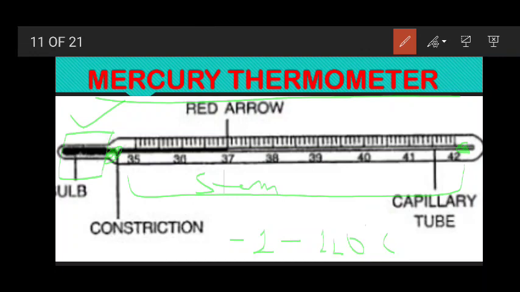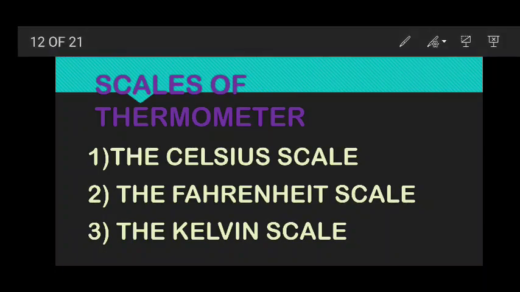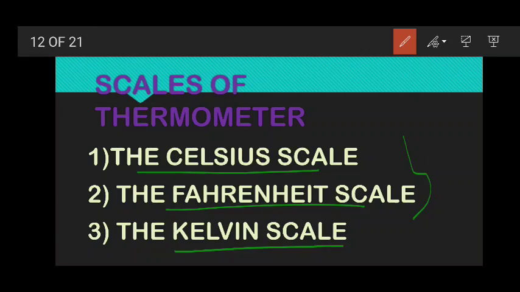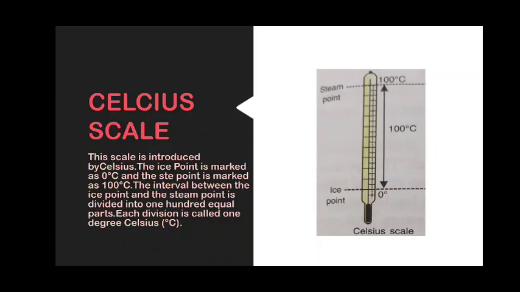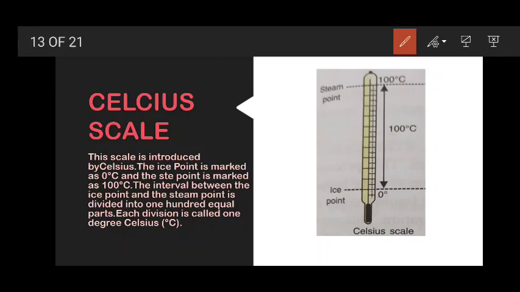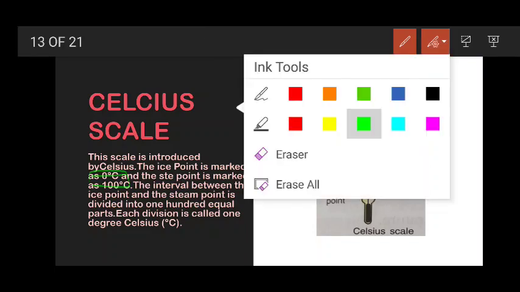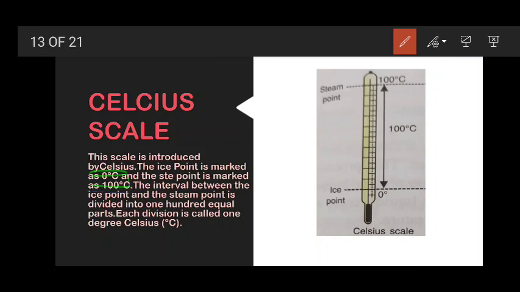Okay. Now scales of temperature. Generally we use the following 3 scales of temperature. First, the Celsius scale, second, the Fahrenheit scale, and third, the Kelvin scale. Now I am going to discuss in brief separately about each scale. So the first is Celsius scale. The Celsius scale was introduced by the scientist known as Celsius, and on this scale the ice point is marked as 0 degrees Celsius. It is very clear in the diagram also. And the steam point, the upper fixed point, is marked as 100 degrees Celsius.